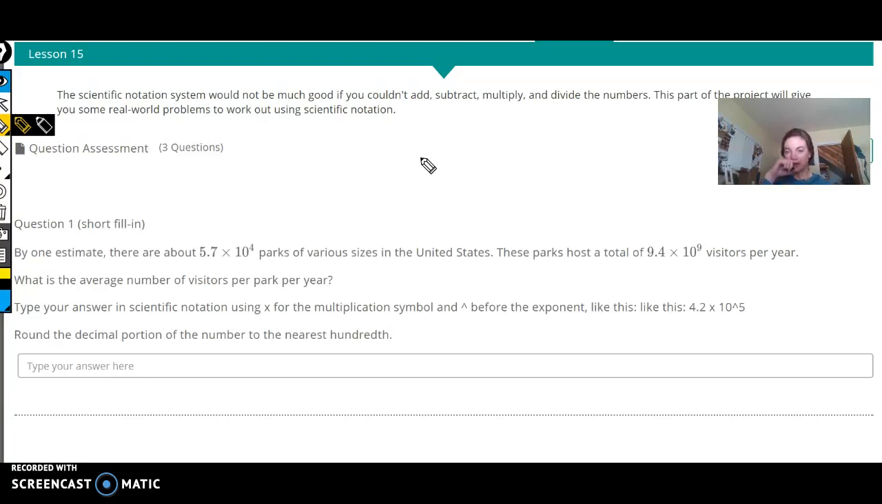Okay, so what we're going to do is take that 9.4 times 10 to the 9th, and we kind of already did a problem similar to this in the last section, so this shouldn't be too unfamiliar. 9.4 times 10 to the 9th, and divide that by 5.7 times 10 to the 4th.